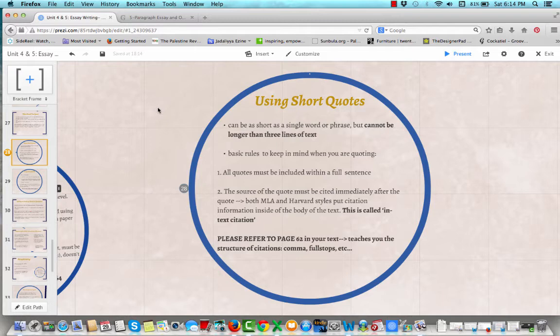Now, rules of thumb or basic rules to keep in mind when you are quoting. All quotes must be included within a full sentence. So, for example, let's go back to "an eye for an eye makes the whole world blind." You cannot just say, "And Gandhi said an eye," full stop, right? That's not a full sentence. And Gandhi said, no. "And we can all remember Gandhi's famous words, an eye for an eye makes the whole world blind." Full stop. That's a full sentence.